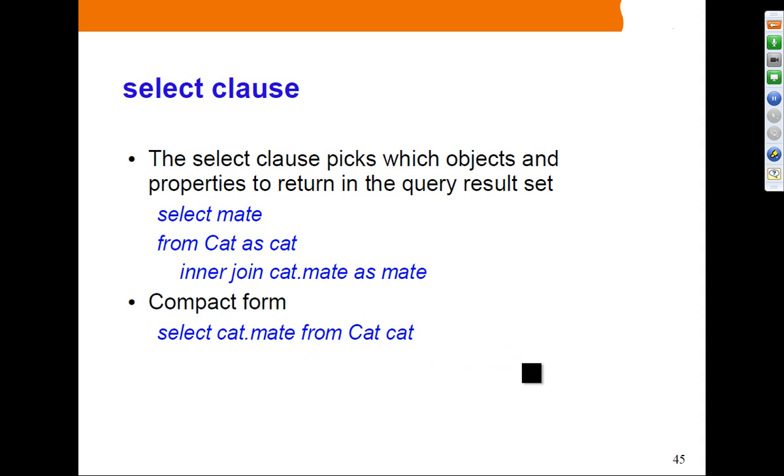Now select. The select clause picks which objects and properties to return in the query result set. You can see this HQL is somewhat similar to SQL, except that the actual entities we are using are Java classes. So select mate from Cat as cat inner join, and this is a compact form.